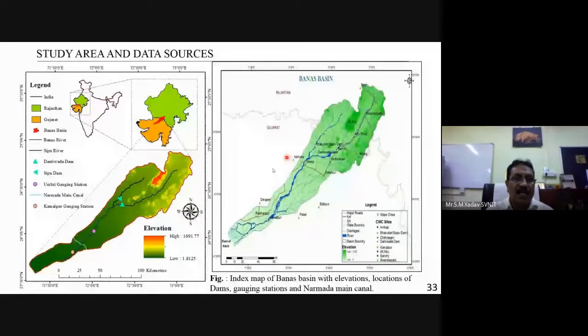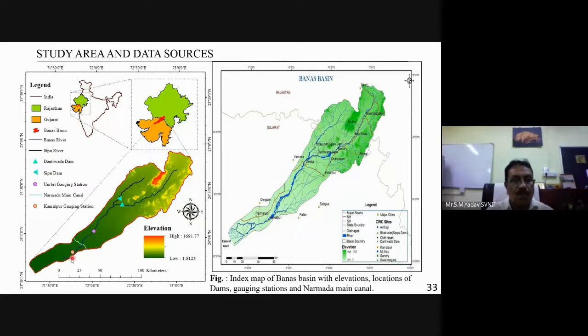This is the study area for which the analysis has been carried out. You can see here, this is a hilly portion from which this river originates. It's one tributary. This is one dam, that is Dantiwada dam. This is another tributary wherein you have Sipu dam. This is the confluence of it. This particular one is the Ubri gauging station where you can measure the discharge, and this is Kamalpur gauging station, which is on the downstream side, almost near the end where the river enters into the Rann of Kutch.